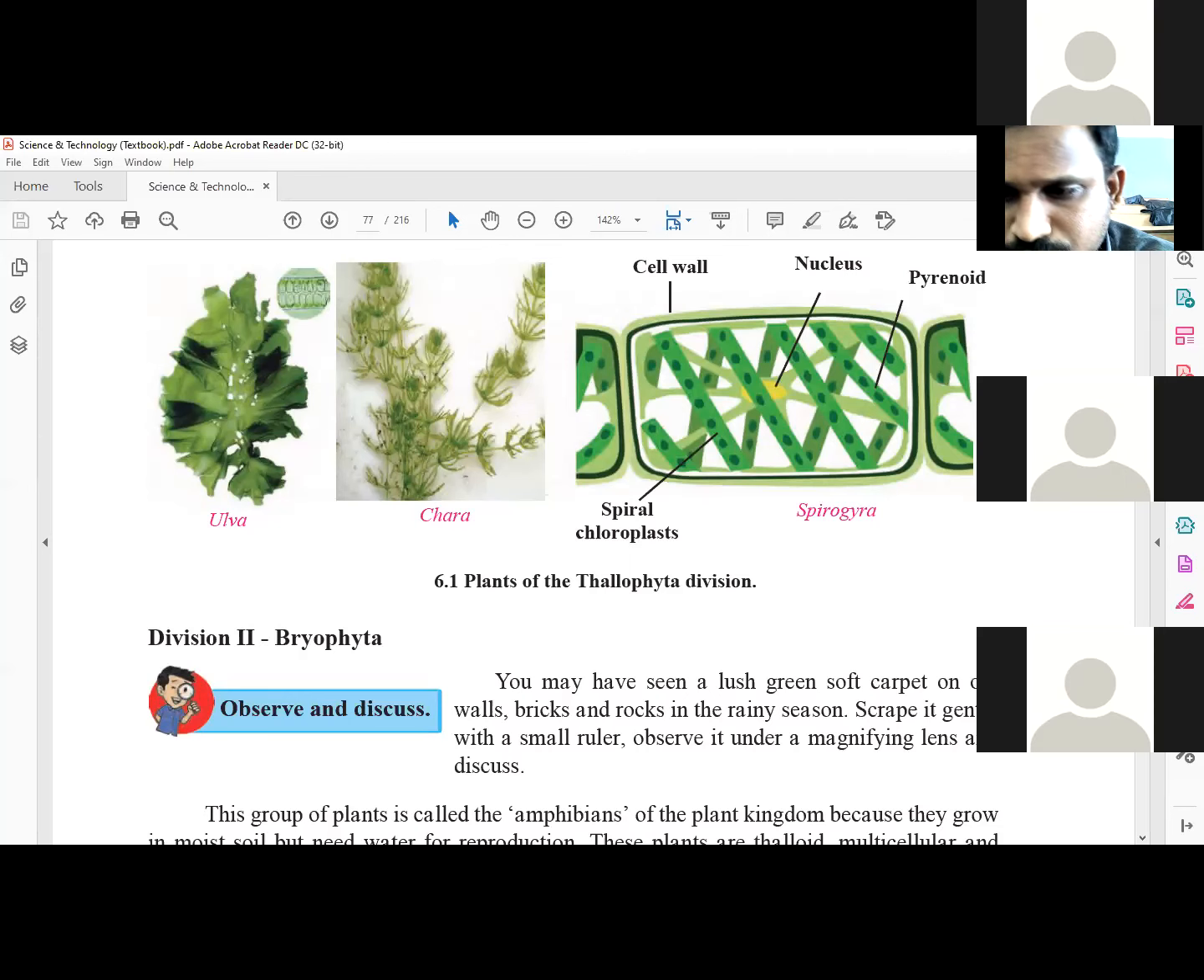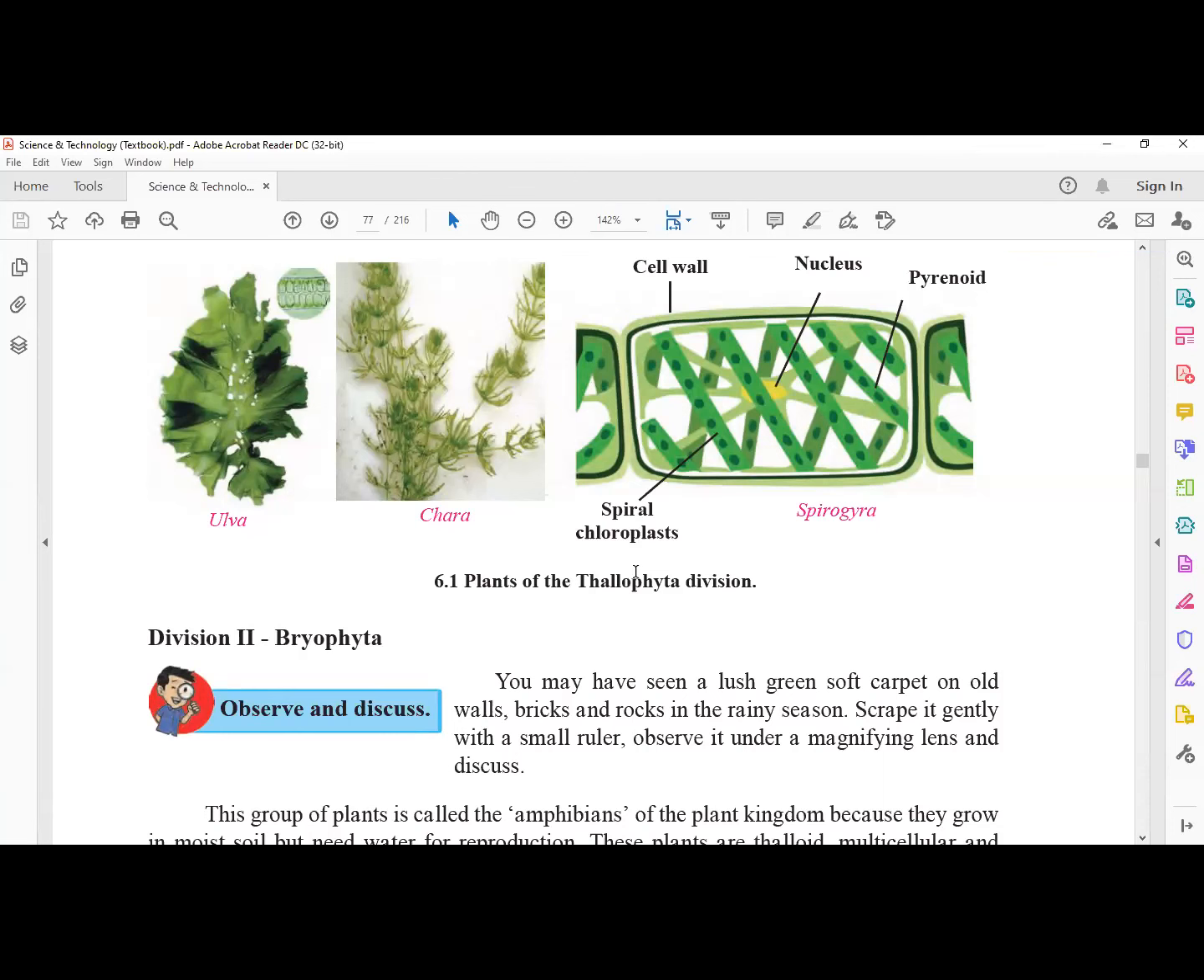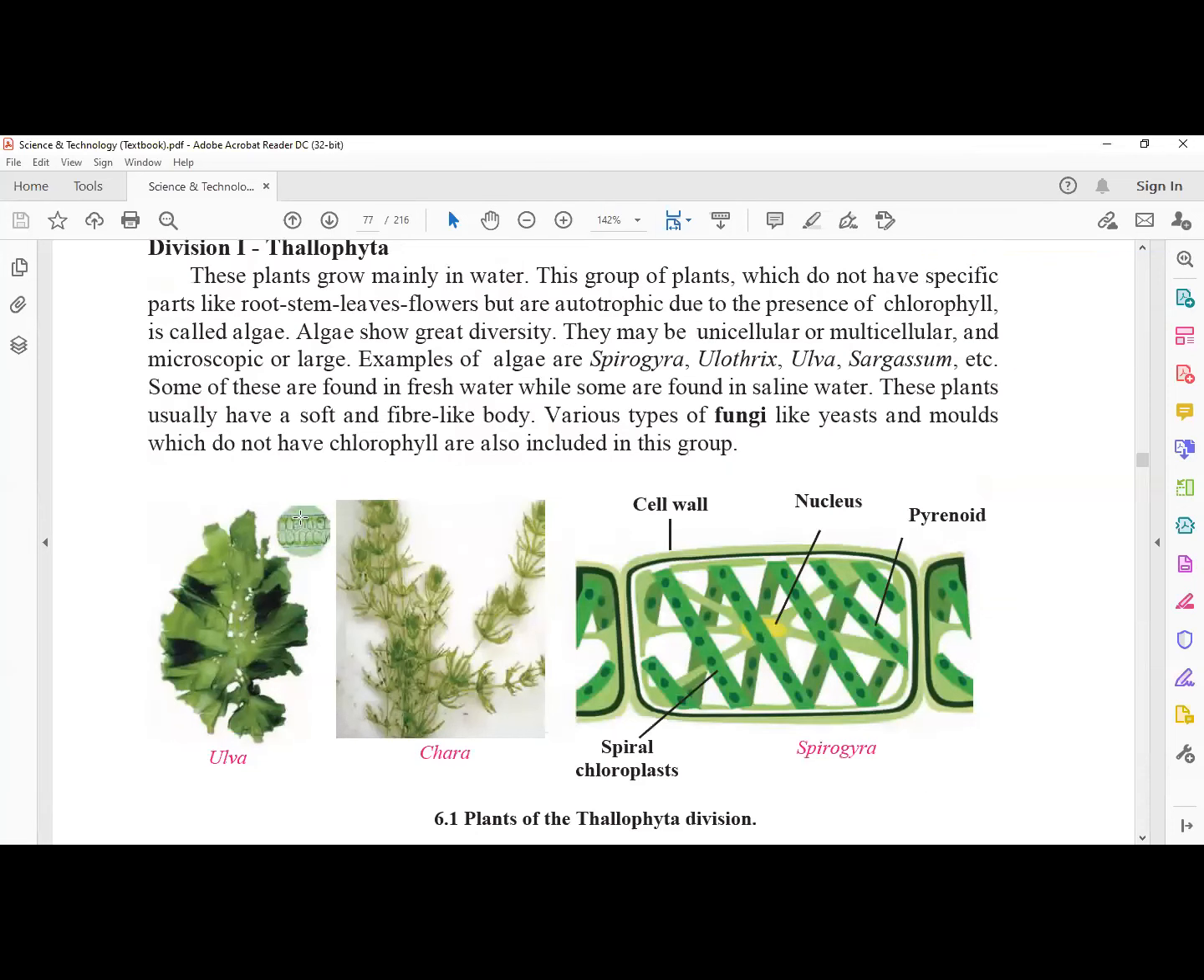Is there only one box we have to practice, no? Understood about the first division, Halophyta? Yes, sir. So we'll write this and finish with this. Let's copy this example and put it over here.